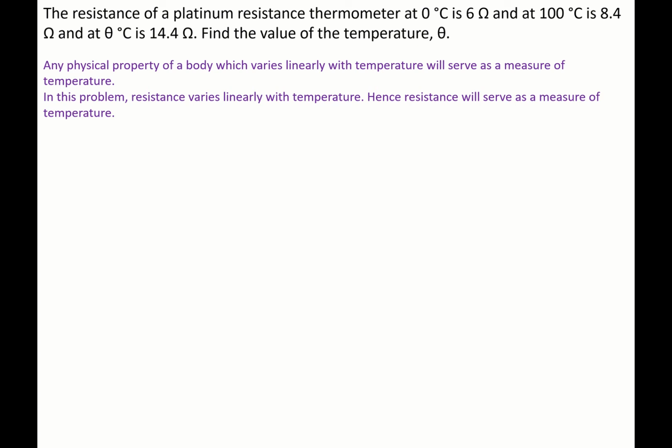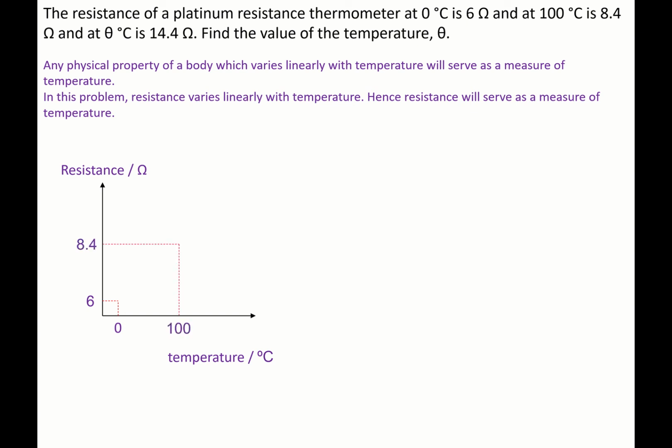So what we're going to do is sketch the resistance versus temperature axes first, and then sketch the first coordinate, which is 0 degrees, 6 ohms, and then the next coordinate, which is 100 degrees Celsius, 8.4 ohms. Now since it's a linear relationship, we just draw a long straight line cutting through these two coordinates.